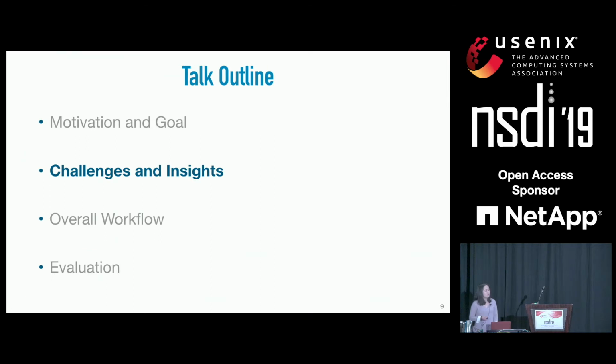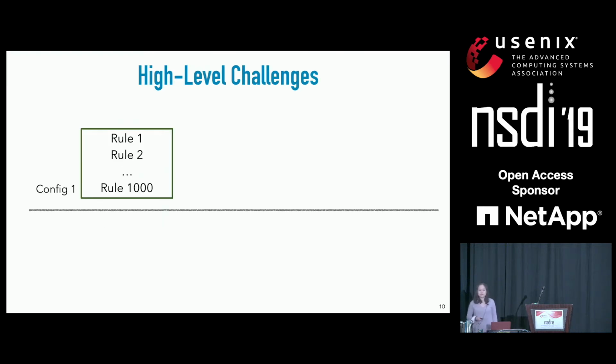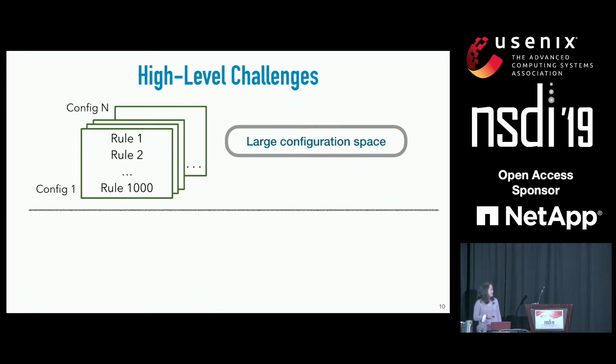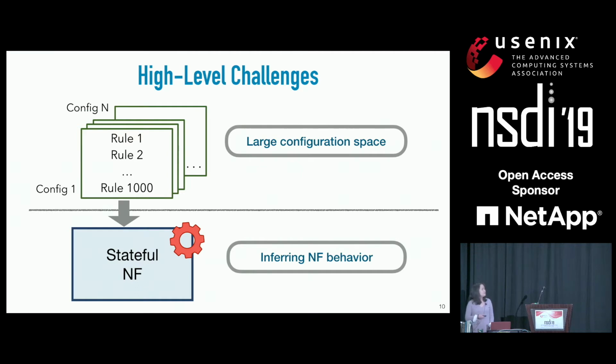So having shown the motivation and the goal of our project, let's move to what makes the problem difficult and what our insights are to address them. At a high level, there are two challenges. The first, there is a large space of configurations, and naively enumerating all possible configs is infeasible. Given a configuration, inferring the behavior model for a stateful network function is also a very difficult problem. And not just that, NFs can modify packet headers, which makes the problem more difficult than it already is.